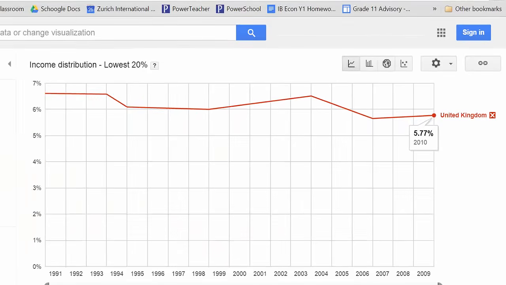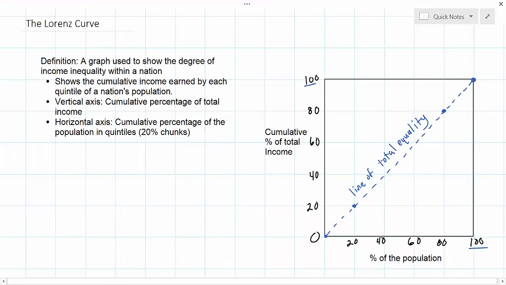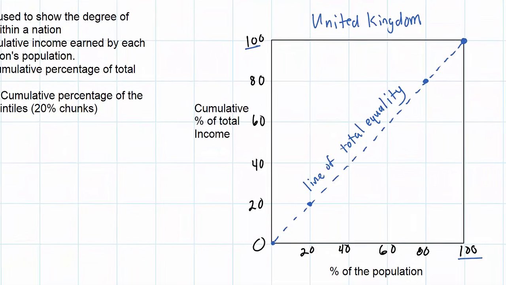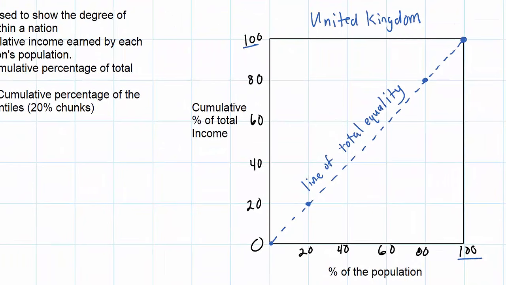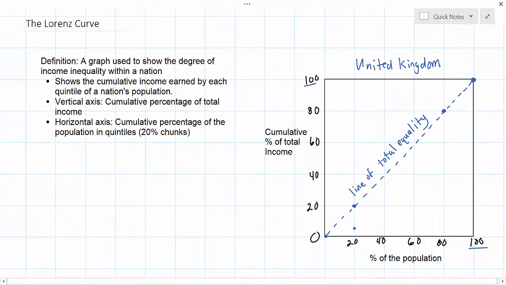So going back to our Lorenz curve, if we're going to draw a Lorenz curve for the United Kingdom, the first point we can put on the Lorenz curve is at 20% of the population and 5.77% of the total income, which is right around here. One fact I know is that the poorest fifth of British households earn just 5.77% of the total income. But one point on a graph does not a curve make, so we need to go back and find some data for the other quintiles of the UK population.